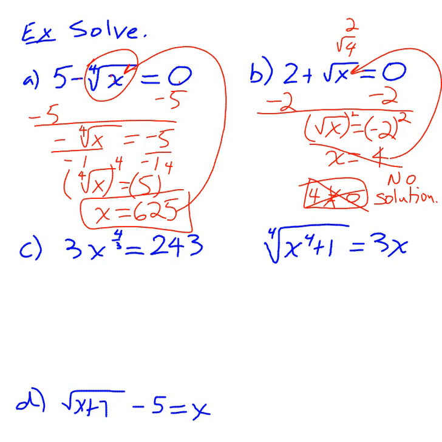So take a look at this next one. I've got 3x to the 4 thirds equals 243. My first question is, who's getting this 4 thirds power? The 3 and the x, or just the x? That's right, just the x, because there's no parentheses. So the first thing I'm going to do is divide both sides by 3. When I do that, I get x to the 4 thirds equals 243 divided by 3 is 81.